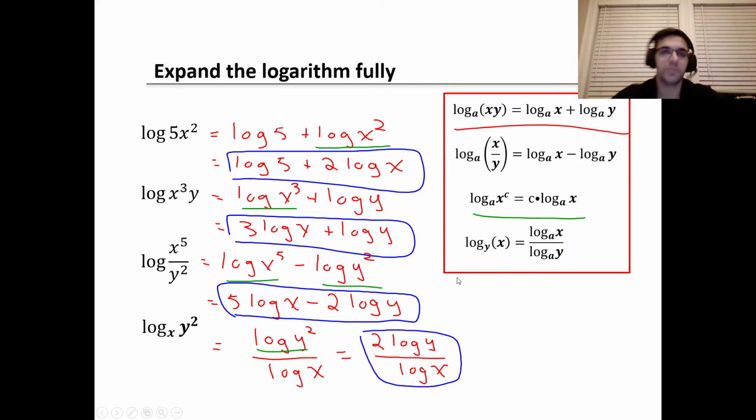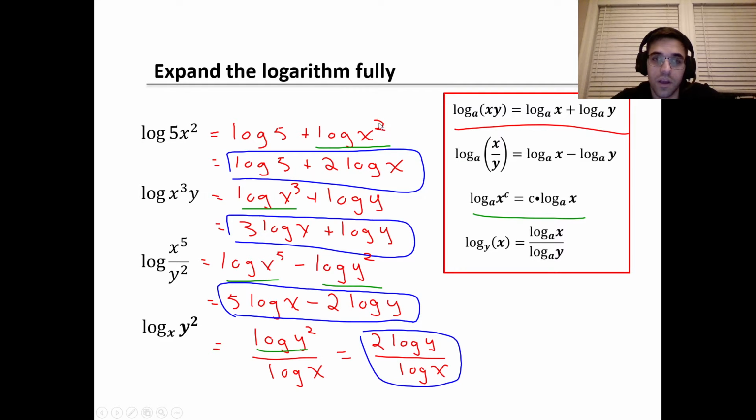Let's look at some examples. So if I want to expand these logs as much as possible, here are our log properties we're going to use, and again primarily the first 3. Log of 5x squared. Well, 5 times x squared can be written as a log of 5 plus log of x squared.